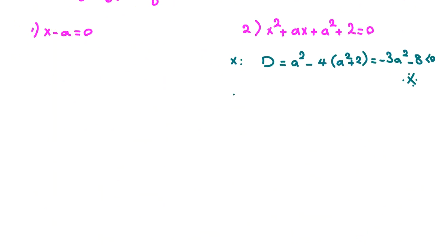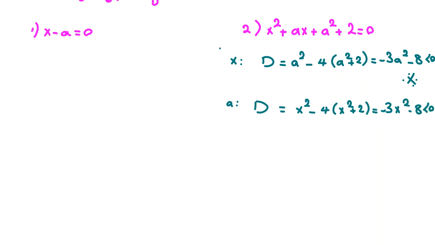So it's not possible. Or you can consider it as a quadratic equation in terms of a. So D will be x squared minus 4 times x squared plus 2. Similarly, it will be negative 3x squared minus 8. Again, it's less than 0.